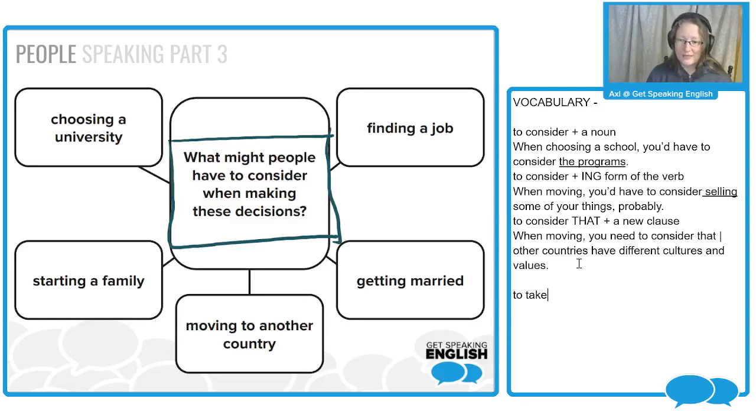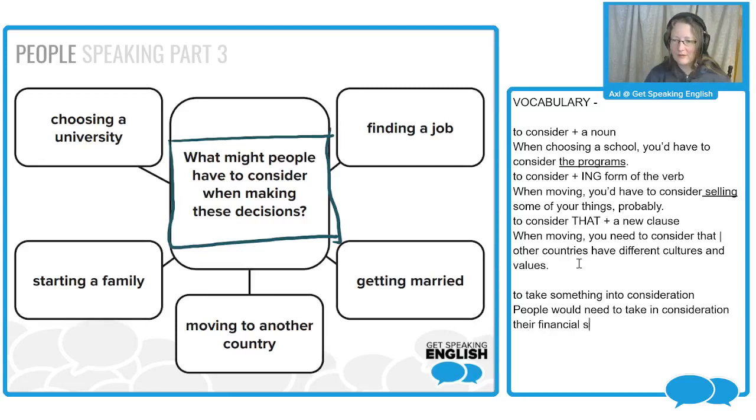We could also say you could take into consideration something. So to take something into consideration. So for example, people would need to take into consideration their financial situations, maybe, when moving, or we could also say, you'd have to think about, but yeah, so take into consideration, that's a good key. That's also a good way to talk about this.